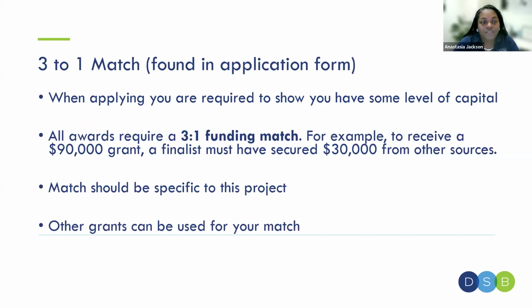So there's a 3-to-1 match, which can be found in the application form. When you are applying, you are required to show you have some level of capital. All awards require a 3-to-1 funding match. For example, if you receive $90,000, a finalist is also required to show that you have $30,000 in other sources secured to be able to match that.